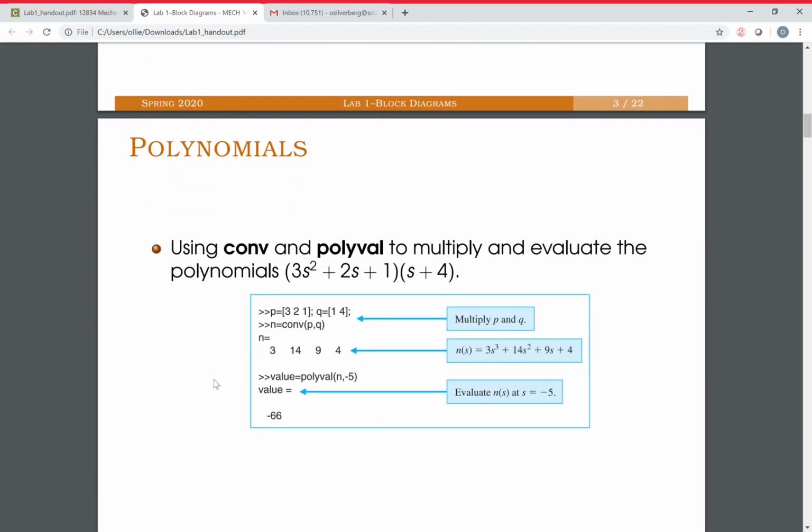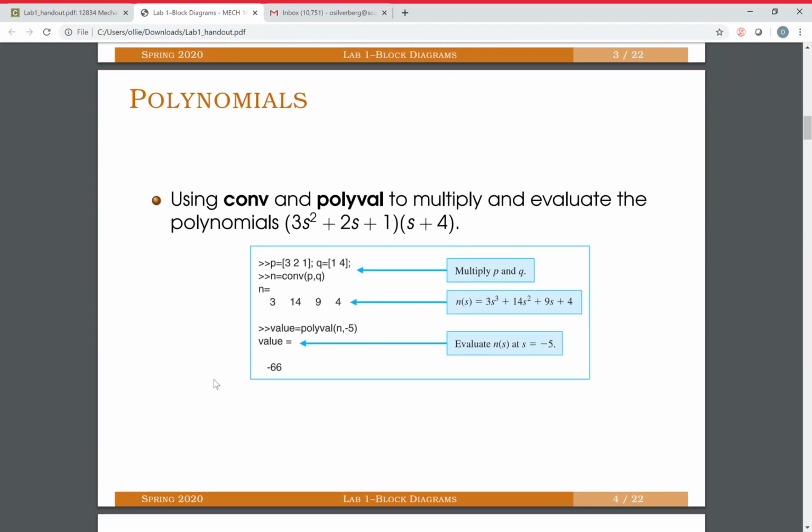Okay, let's move on to multiplication of polynomials. That is simply the conv function here. So if we make two polynomials p and q, where p is 3s squared plus 2s plus 1, and q is s plus 4, then we can just use the conv function, and then we'll get n, which is the array of coefficients that is the multiplication of p and q.